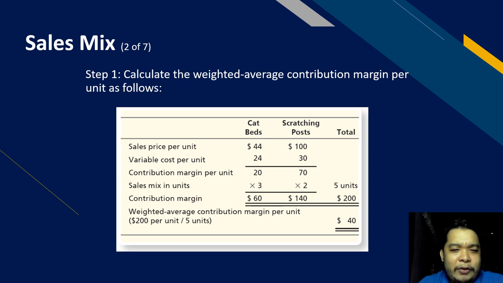But what is the meaning of 3:2? How do you determine it? Probably it's based on experience. No, based on past data, the usual ratio of sales between beds and posts is 3:2. Okay. And with that, you're able to compute a weighted average contribution margin per unit of a composite unit. Okay. And that composite unit's contribution margin is, on the average, $40. Okay. So what you will do is you will use $40 here as the usual contribution margin when you calculate the break-even point.